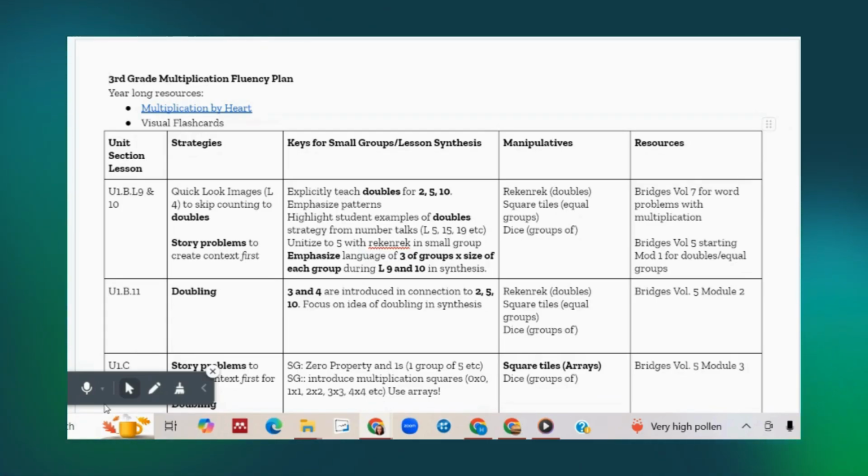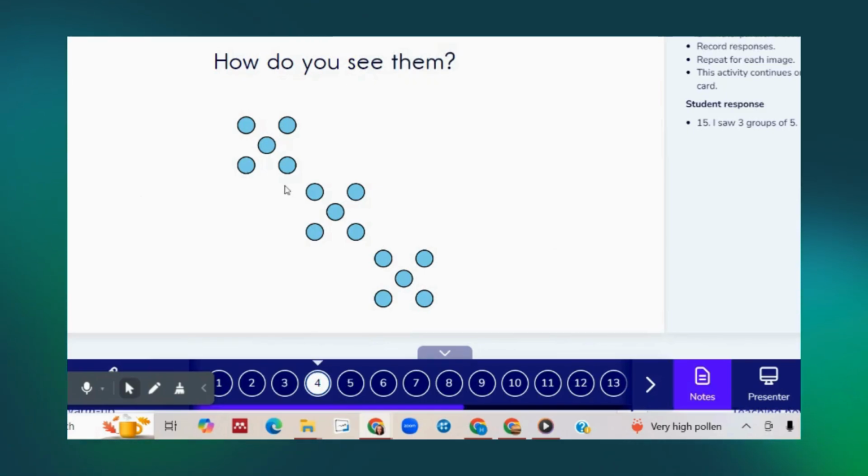The first section of this first unit doesn't deal explicitly with multiplication, but there are a couple places that I want to highlight: the quick images that are used in lessons 4, 5, 15, 19, etc. So I'm just going to go over real quick to this one.